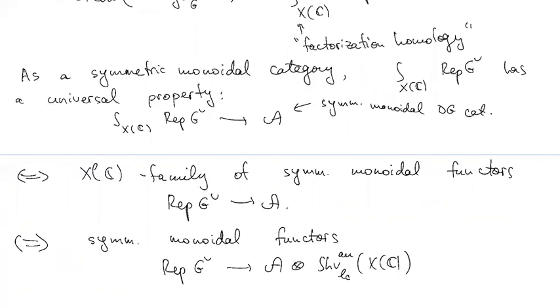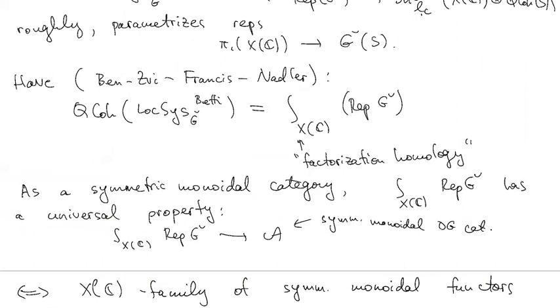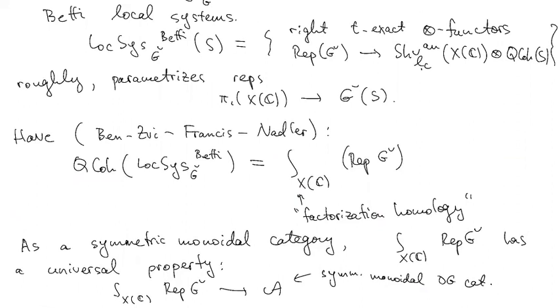Sorry, was there a question? Yes, please. I'm just a little bit lost and want to make sure. In the beginning, just above on the page, you have the space parameterizing representations of pi one of X into G check of S. This S is the same affine scheme that you started off with? That's right, these are the S points. Can you give an example of what this G check of S is? Because it's at least a group, right? So these are group representations.